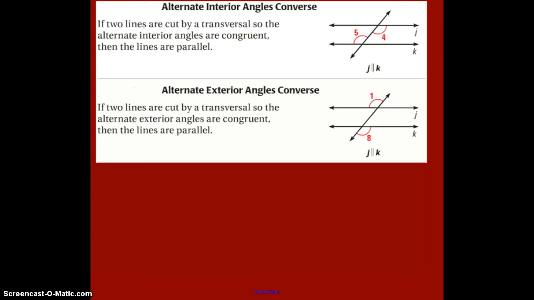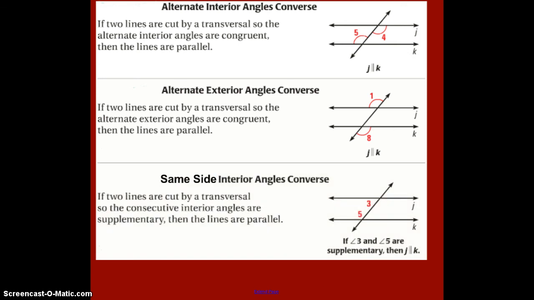The alternate exterior angles converse. If two lines are cut by a transversal so that alternate exterior angles are congruent, then the lines are parallel. 1 and 8 are alternate exterior angles. By the arc mark, that means that they're congruent. Therefore, J is parallel to K.